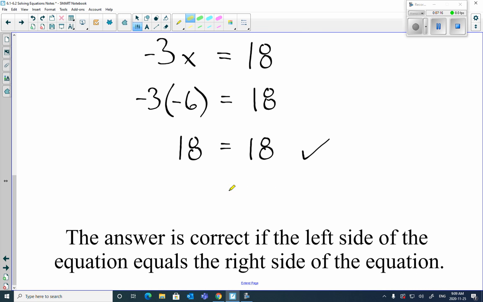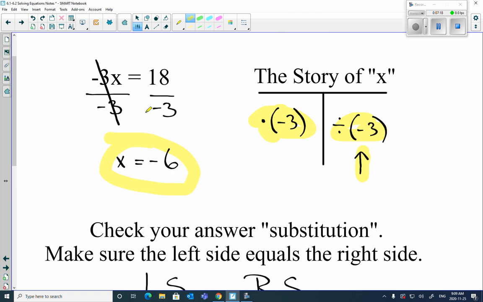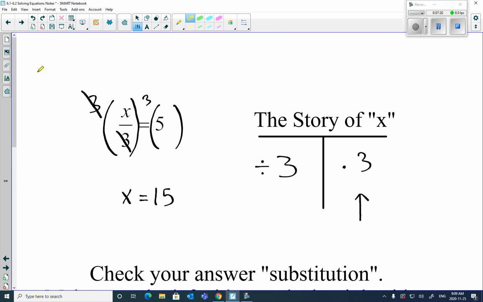Okay, next page here. Let's go to, what page are we on now? Page 6. So this one is a little different. We have x divided by 3 equals 5. Well, what happened to x? We divide by 3, story of x. So what's the opposite of it? We multiply it by 3. Sorry, should have said that before. Divide by 3 and then multiply by 3. This is where we're going to start right here. We're going to multiply both sides by 3.